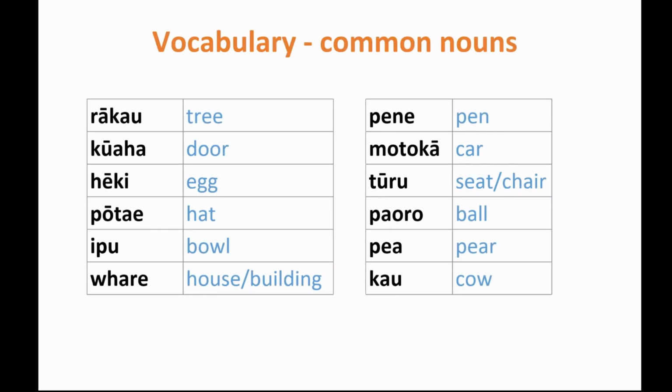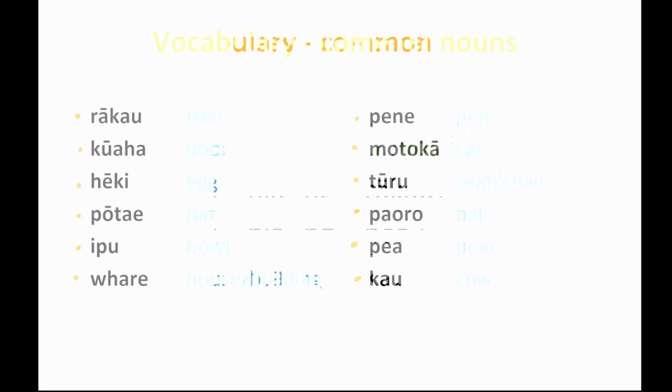Now here's the other vocab. These are the common nouns. The reason why we're focusing on common nouns is because the way we're counting today only applies for common things, not people. Ka pai, hence why there are no people's names here. Starting off from the top. Rākau, kuaha, heki, pātai, ipu, whare, pene, motoka, tsuru, paoro, pea, kau.